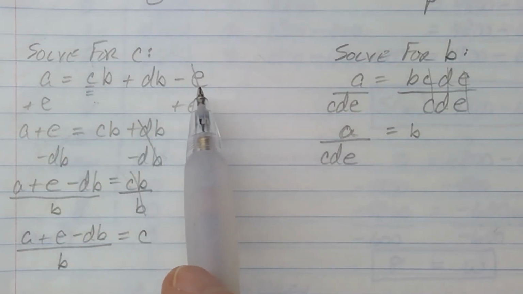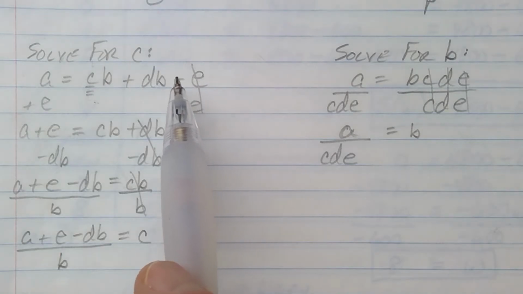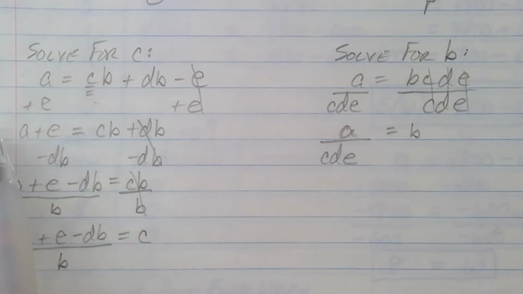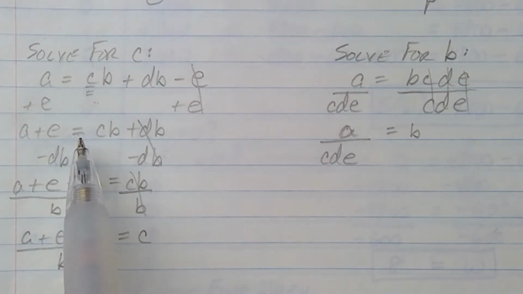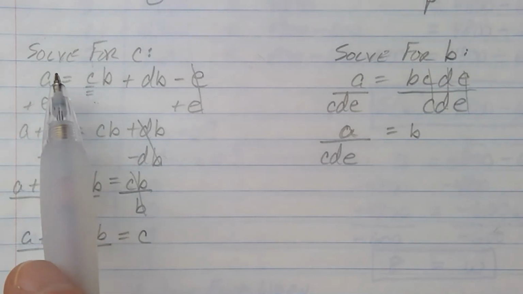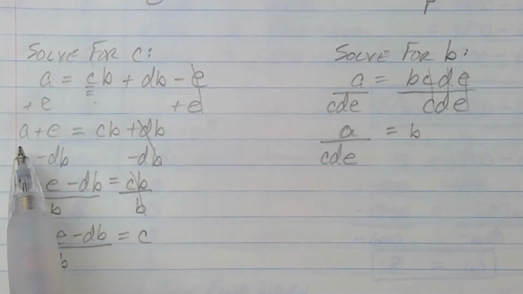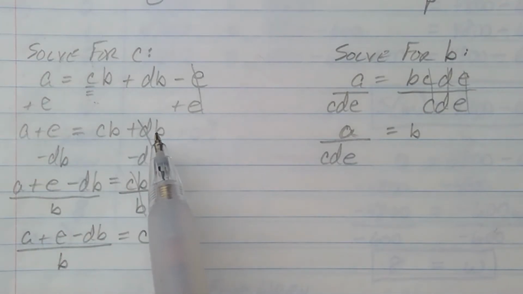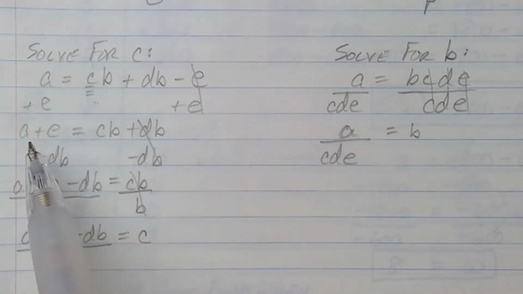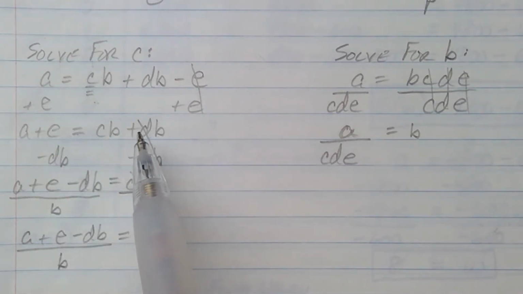So the first thing I'm going to eliminate is minus E. So to get rid of minus anything, you add that thing. So I'm going to plus E to both sides of my equal sign. So bring your equal sign down and write a new equation. On the left side, I have A plus E. We're just going to write it like this because I can't put them in the calculator or anything. They're not like terms. I can't put them together. All I can do is just write it out. A plus E. CB came down, DB came down, and the E is gone. So A plus E equals CB plus DB.